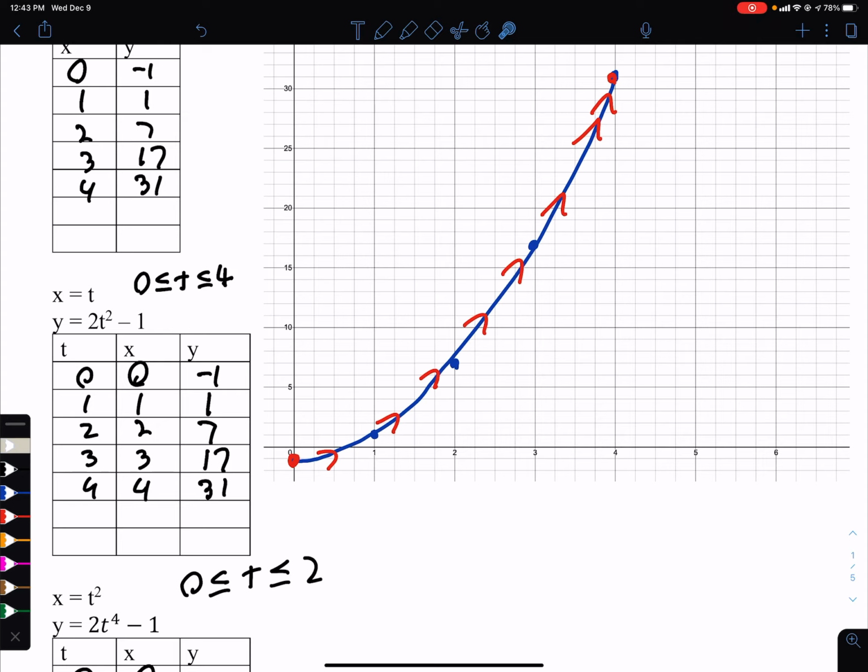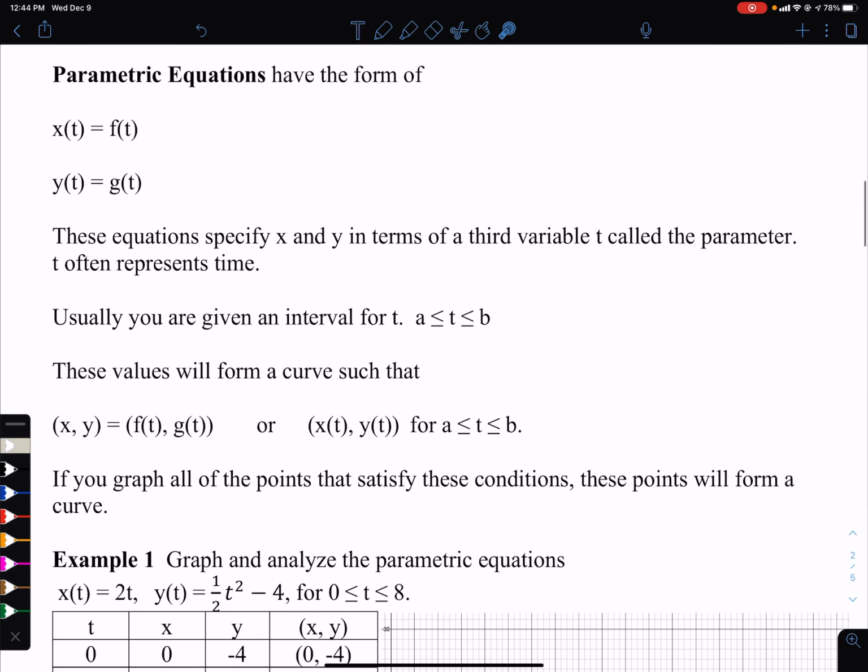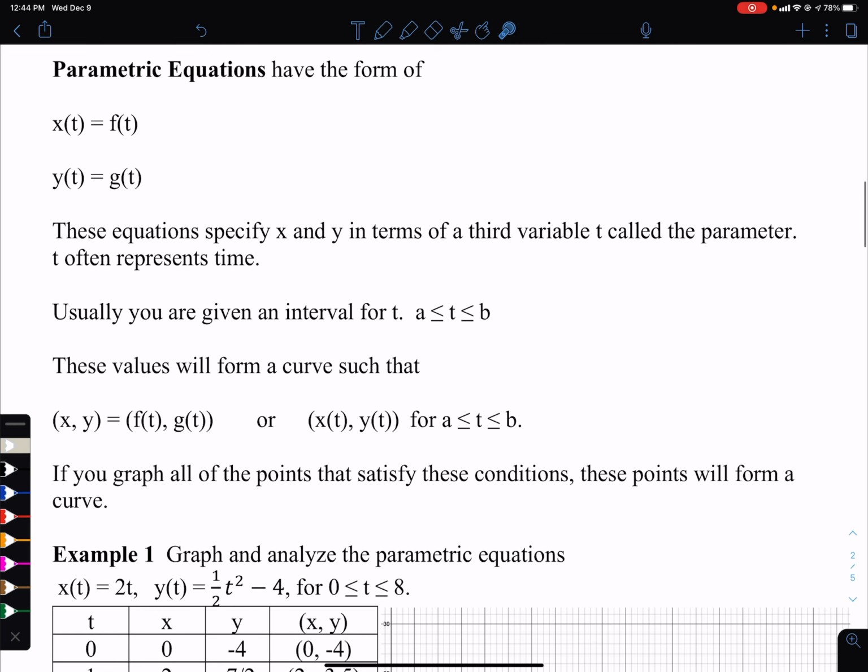And there is a direction. Like if you didn't have these arrows, which way is it moving there? Is it moving right and up, or is it moving down and left? And so there's a lot of information in these parametric equations. So in summary, parametric has the form of an x and a y as functions of t.